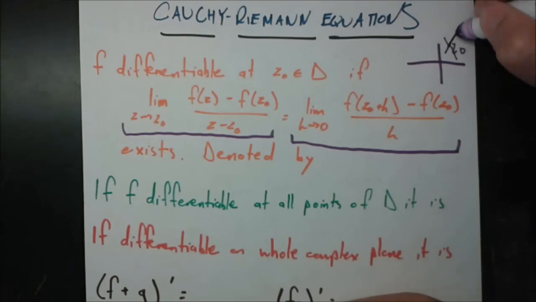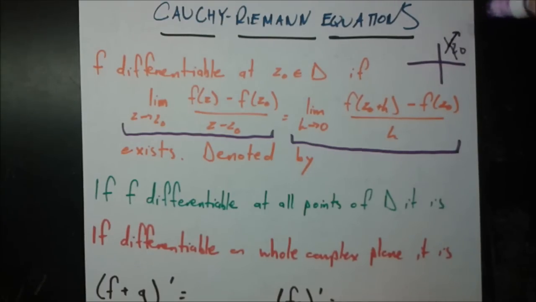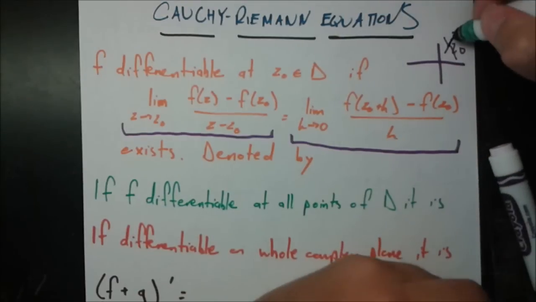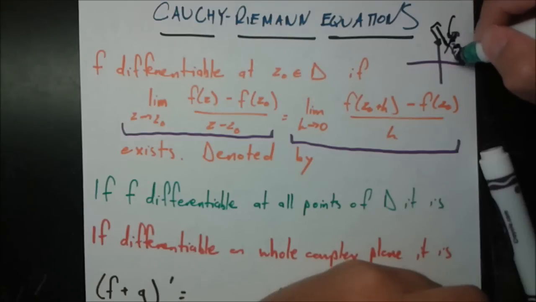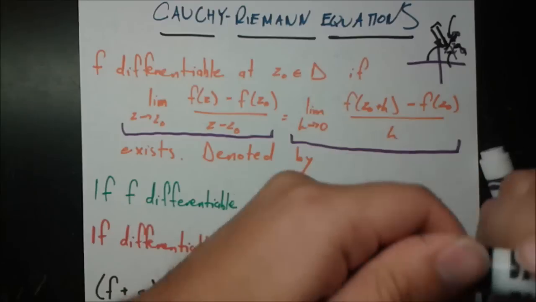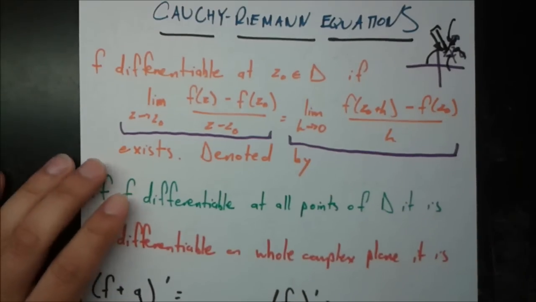So for example, in this direction right here, we need to have it approaching 0. Let me use a different color. It needs to be approaching 0 in this direction. In this direction, it needs to be approaching 0 like this. So it needs to be approaching 0 from all directions. And furthermore, the limit from all directions must be equal, which is something we stressed in the limits video.